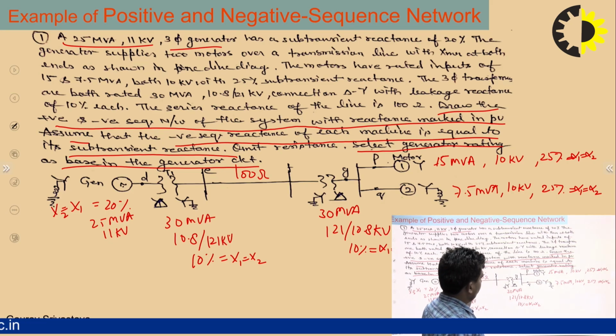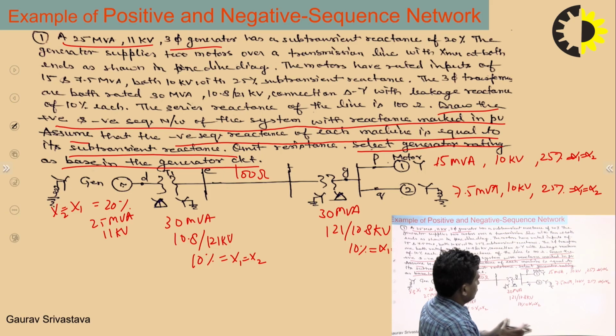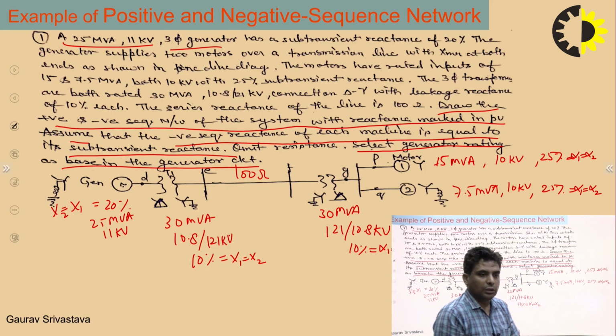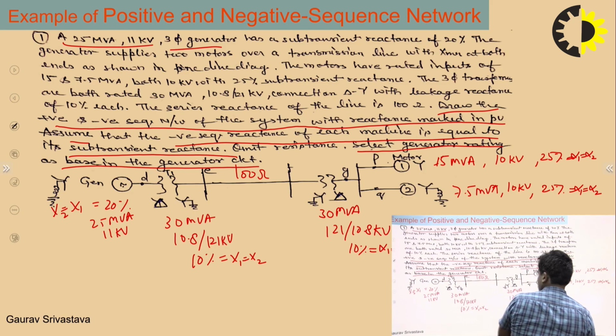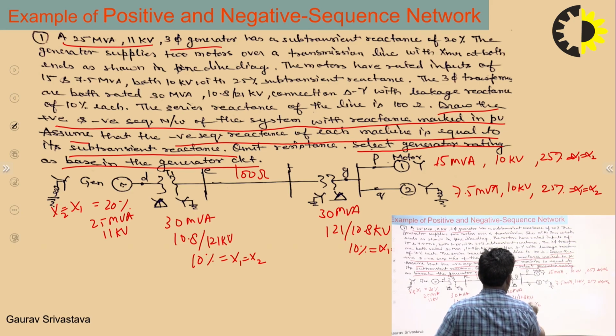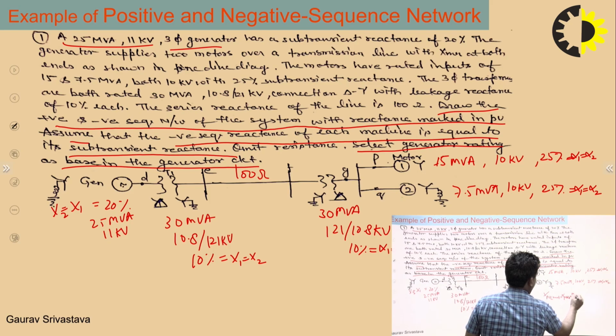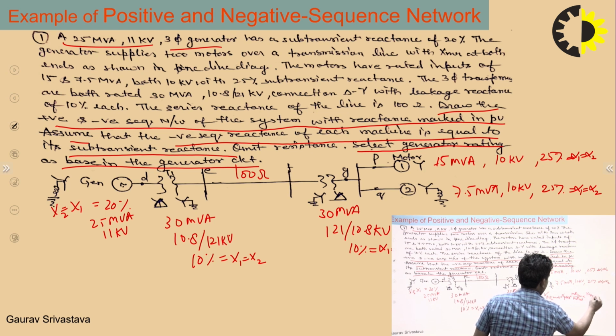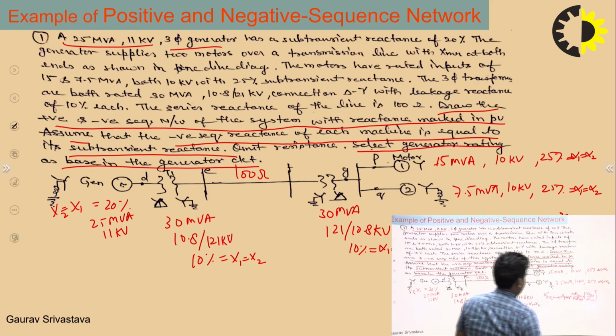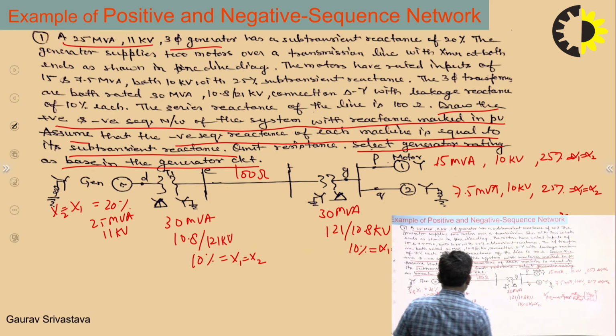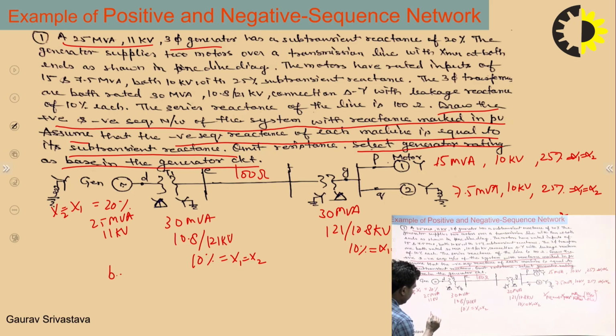Correct? So what will happen? Initially we can do the analysis. We calculate x per unit new equals x per unit old into MVA new upon MVA old, into kV old upon kV new squared. Okay, so we have to find out the voltages firstly. So just select the base MVA.